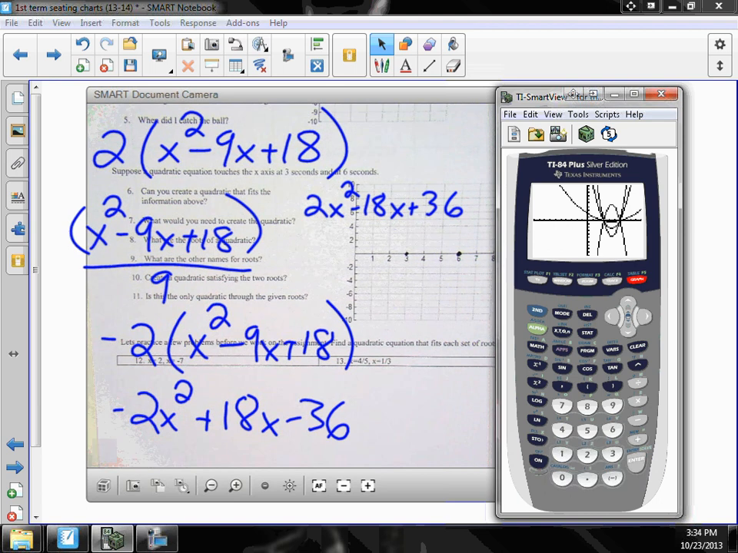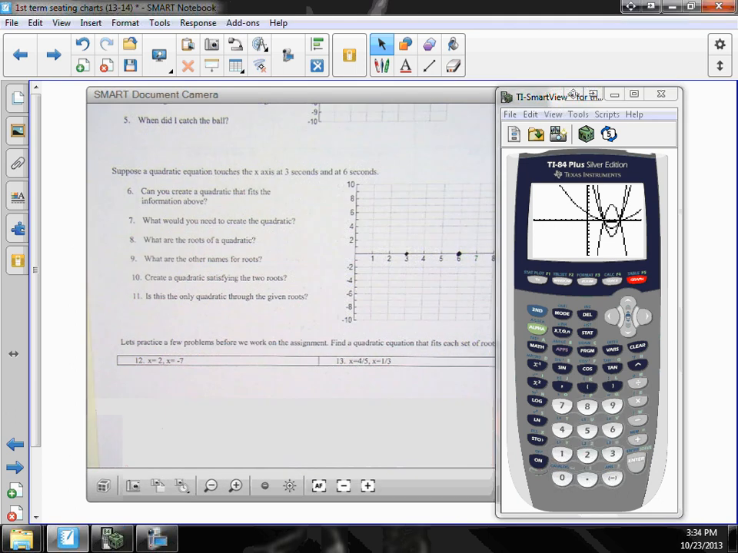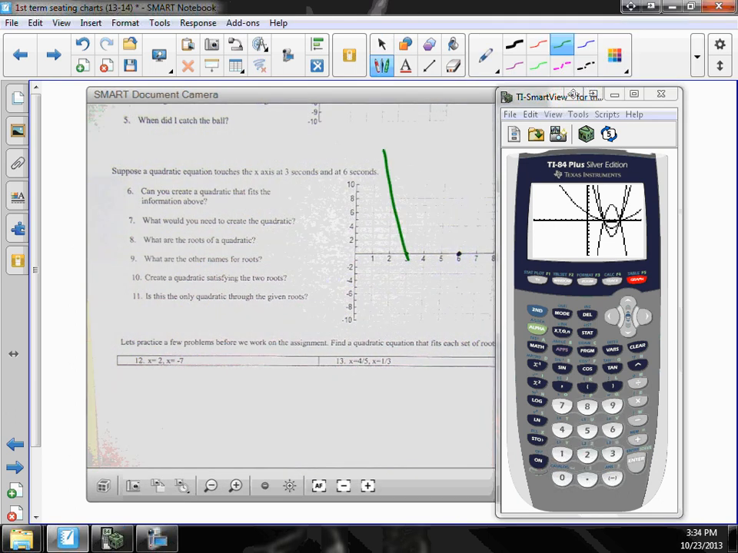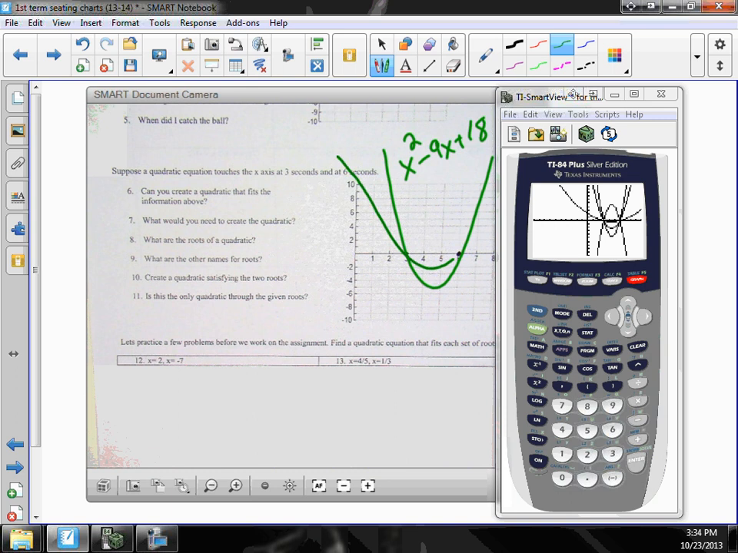So this quadratic that we created is sort of the basis for all other quadratics, and it's going to look something like this. X squared minus 9x plus 18, and that is the most basic quadratic that hits both 3 and 6. All of these other quadratics are created by multiplying this quadratic by a constant. If you multiply by a number bigger than 1, then the quadratic becomes more skinny. If you divide it by a number or multiply by a fraction, then the parabola gets wider. If you multiply it by a negative number, then it's going to end up flipping upside down.